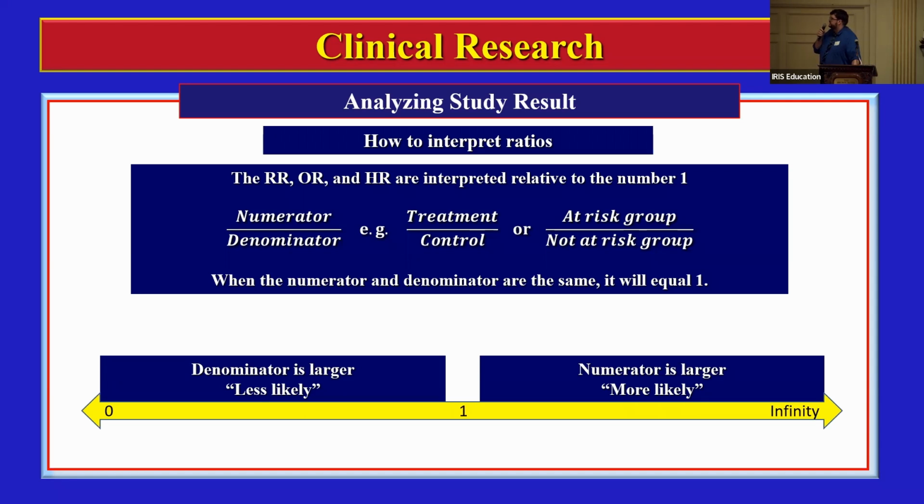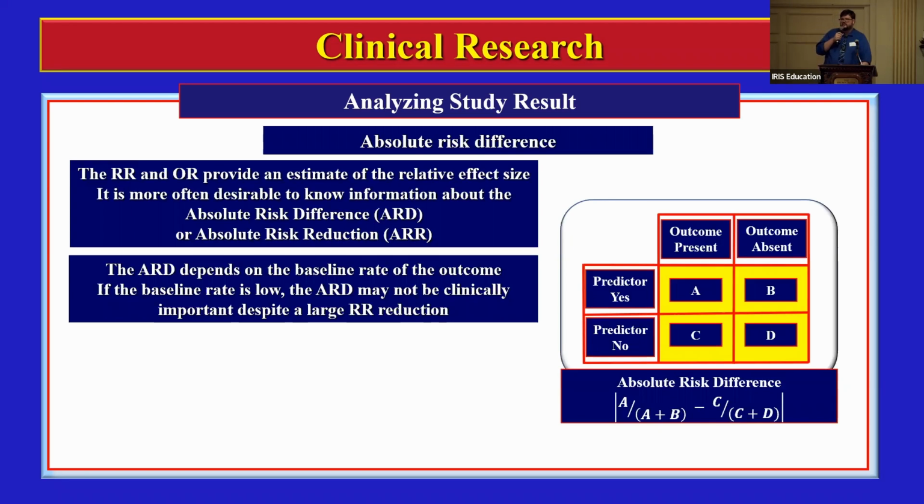But remember that the key word in relative risk is relative. So the issue with relative risk, and issue is a strong word, but one thing to consider is the baseline rate. A relative risk and odds ratio provide the relative effects, but what if we want to know a more concrete effect size? That's when we would start looking at the absolute risk difference or the absolute risk reduction.